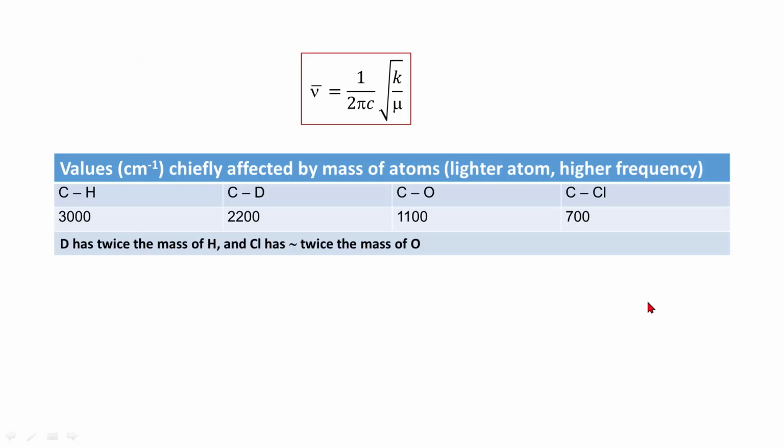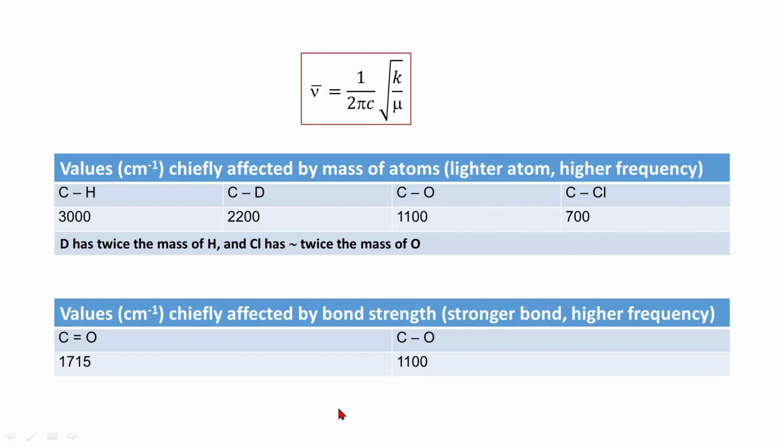Values chiefly affected by mass of atoms. If we try to compare CH with CD, the lighter atom is hydrogen. It has a higher frequency. If we try to compare CO with CCl, the lighter atom here is oxygen. It has a higher frequency. Values chiefly affected by bond strength. If we try to compare C double bond O with C single bond O, C double bond O is the stronger bond. It has a higher frequency.